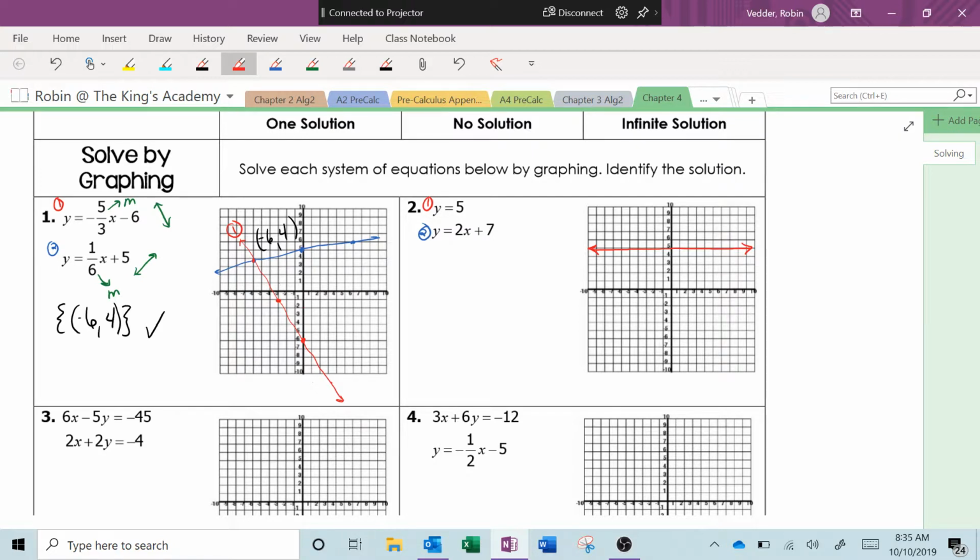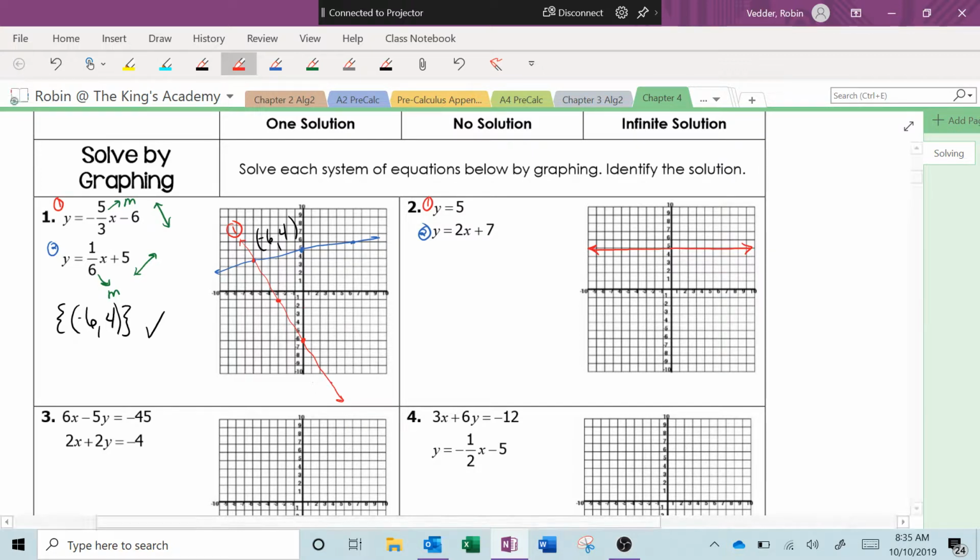You gotta write that down, that's your solution. All right, so some really good work. So let me remind you guys, when you write your point, you want to write your x value first. The x value is your left or your right.